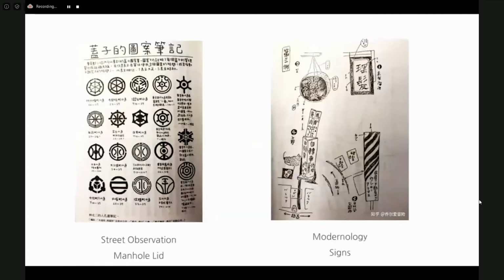My idea of this function actually came from the theory of modernology and street observation from Japanese designers. They actually turn modern society and streets into studies. They want to study those areas just like archaeologists, and they really provided a lot of different perspectives of looking at urban spaces differently.